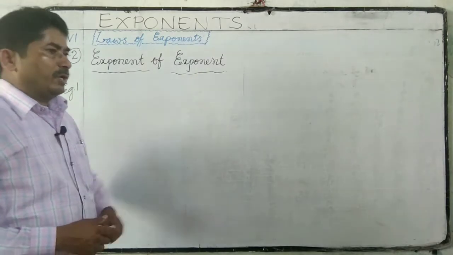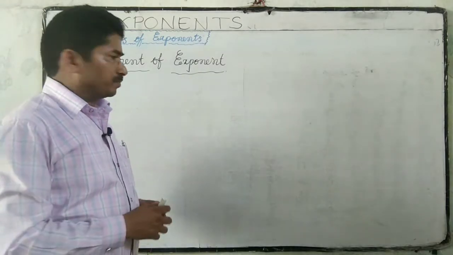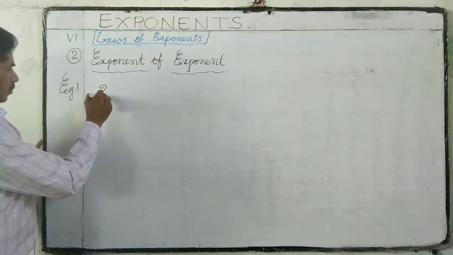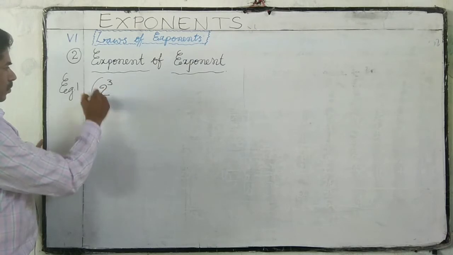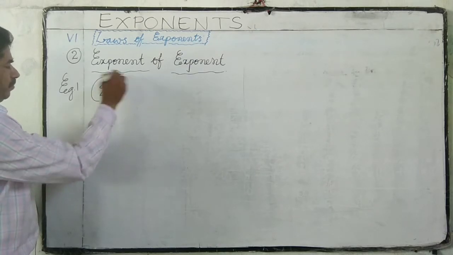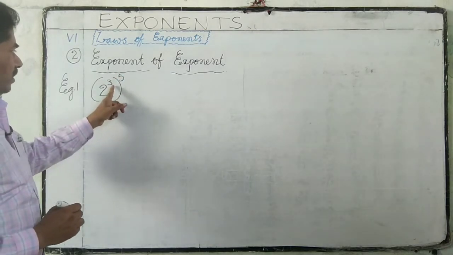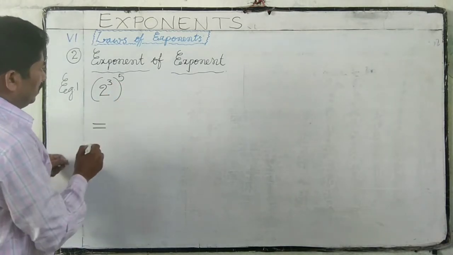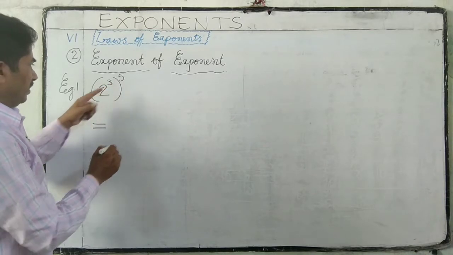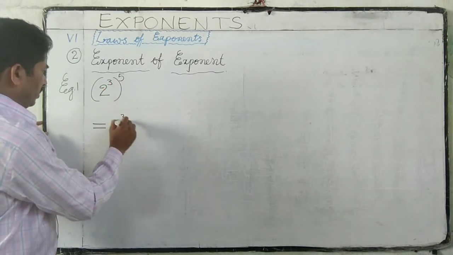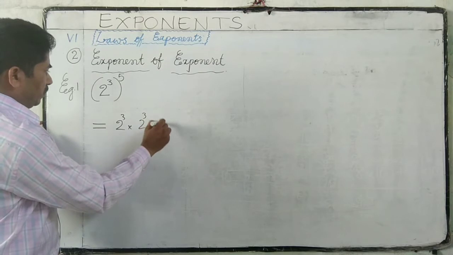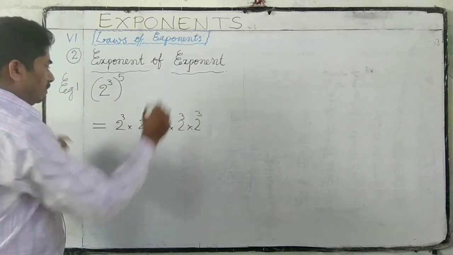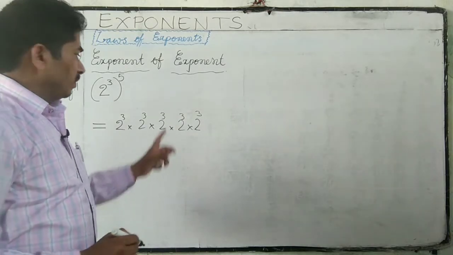Exponent of exponent. To understand this, let us take an example. 2 to the power of 3 whole to the power of 5. Exponent of exponent. We have to write 2 to the power of 3 five times. 2 to the power of 3 into 2 to the power of 3 into 2 to the power of 3 into 2 to the power of 3 into 2 to the power of 3. So I have written it 5 times.